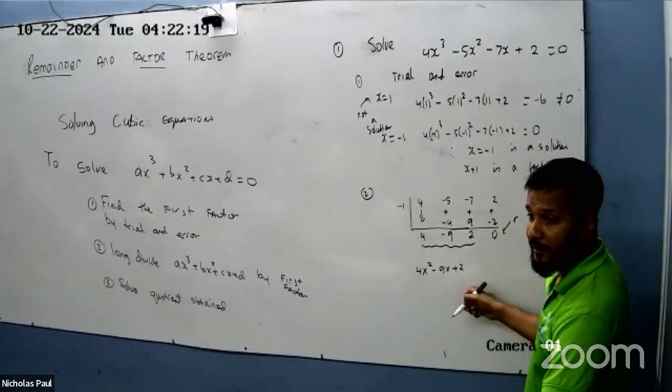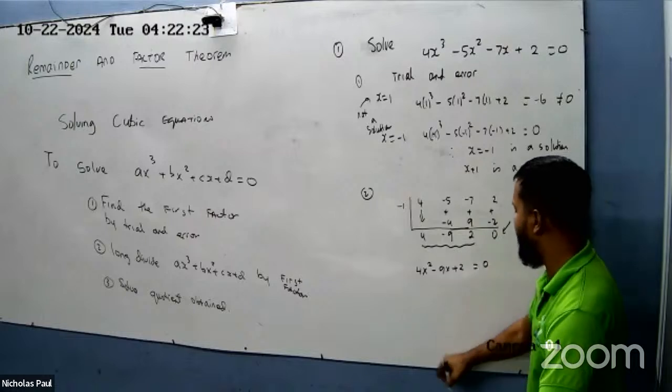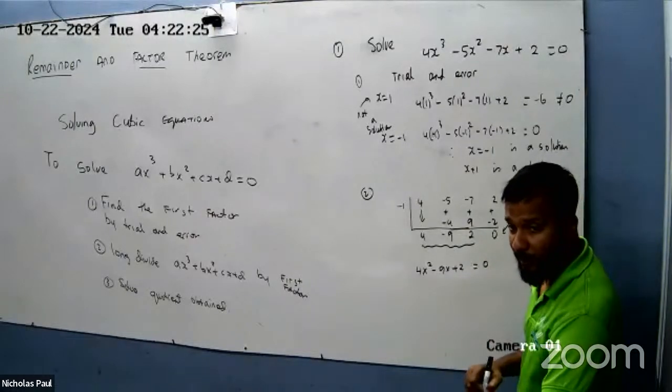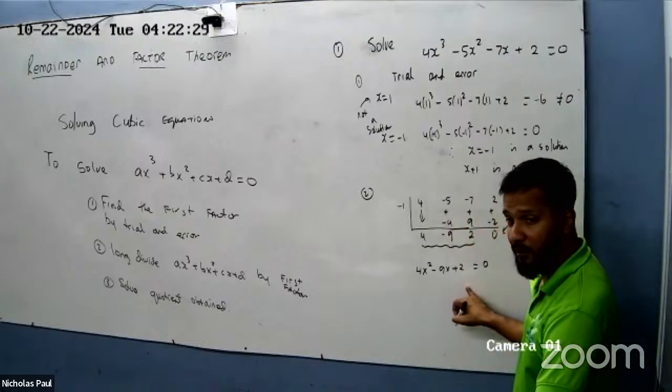This is called your quotient. Make it equal to 0, and then you solve this. Okay? It's done. Now you solve this again.